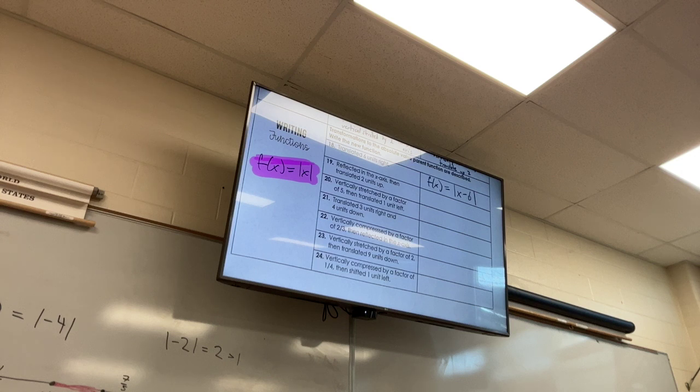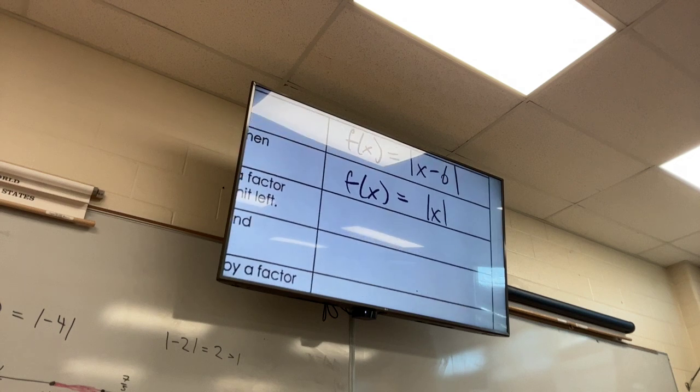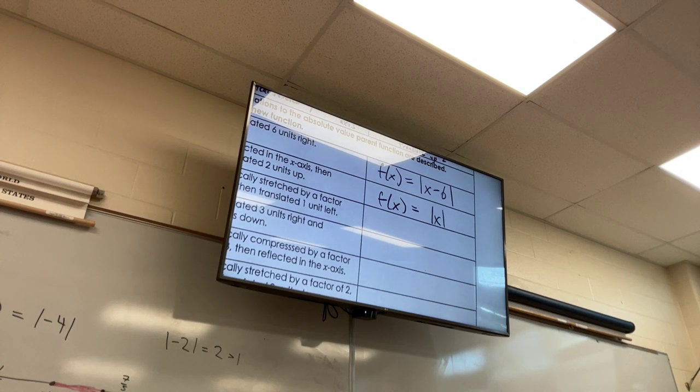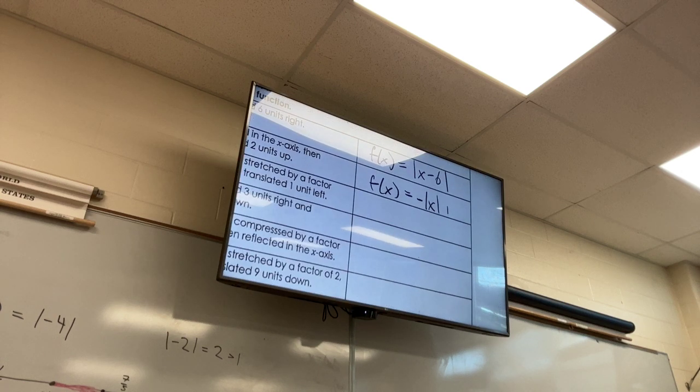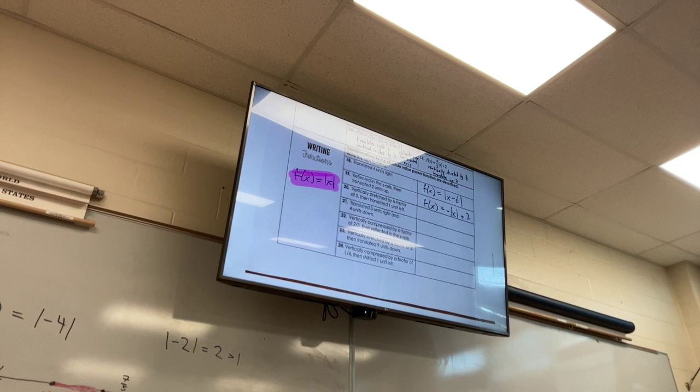Right? And then if I take my parent graph and I want to reflect it across the x-axis and then translate 2 units up, what do I have to write in here? Negative. I gotta do a negative. The negative's gonna flip me across the horizontal axis, and then translating 2 units up, what do I have to write in? Outside of it. Yeah, +2 outside the absolute value bars, exactly.